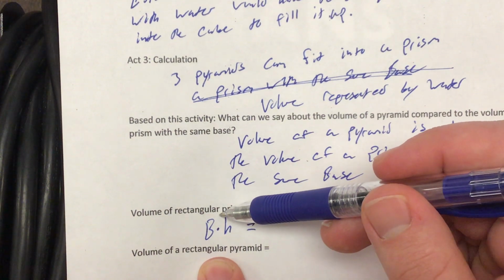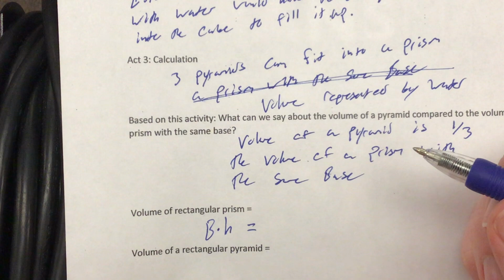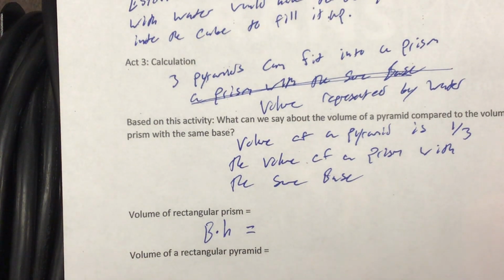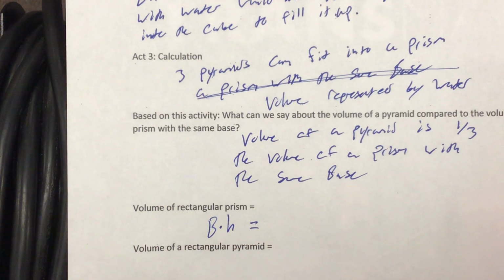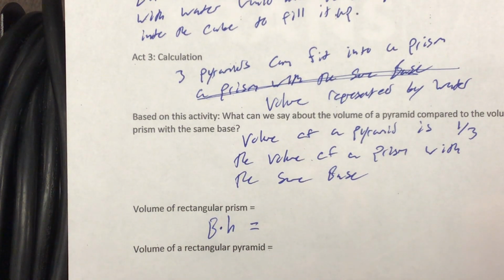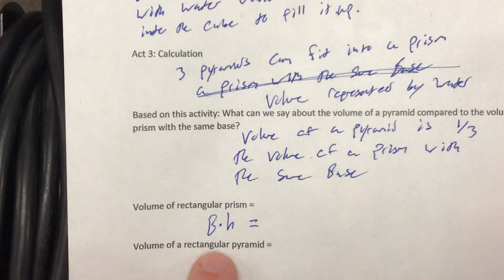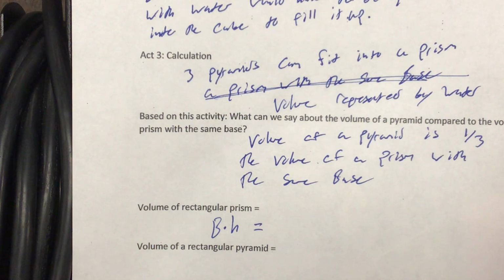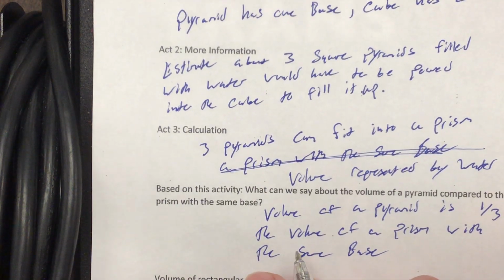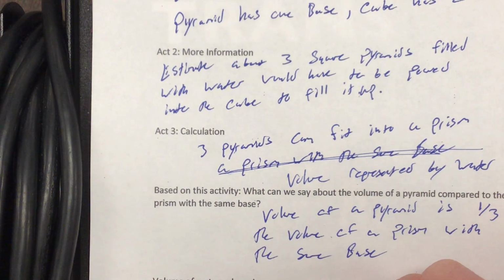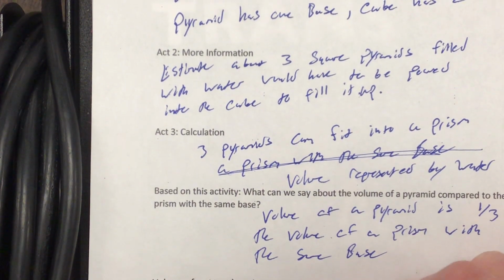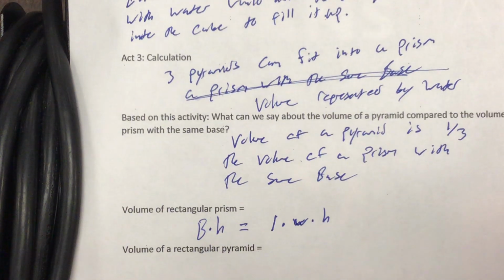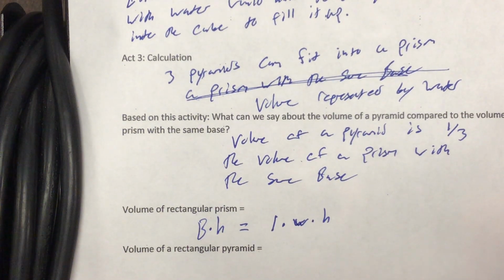How do we find the base, Landon? Times the height. Remember how we find the base? That's base times height, but that's length times height. We have to find the base, so we take length times width. 8 times 8, right? It's length times width. Oh, wait. So it's length times width times height.